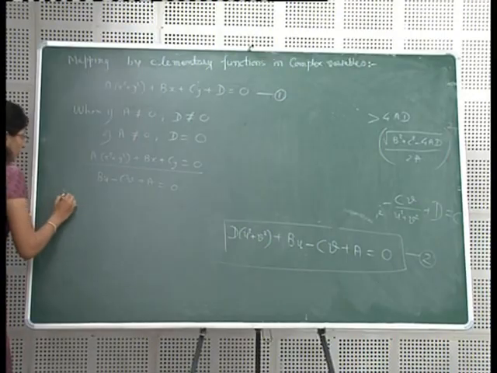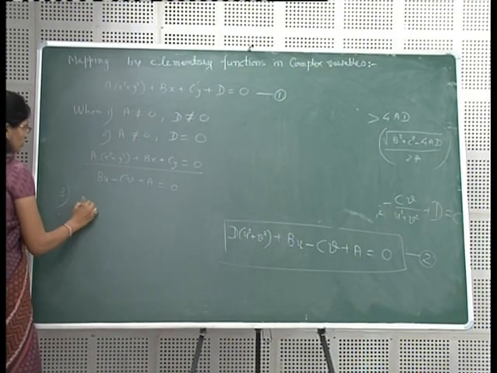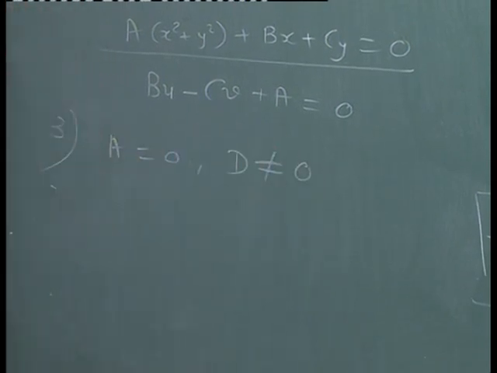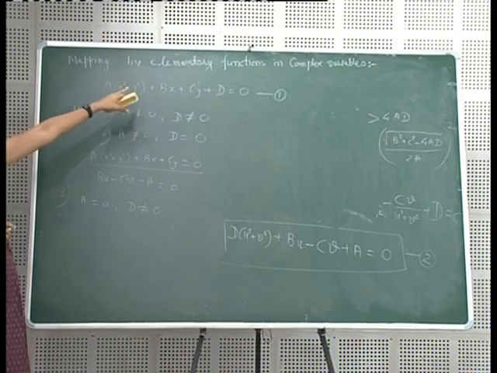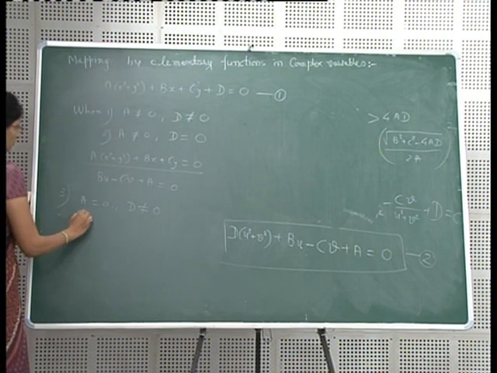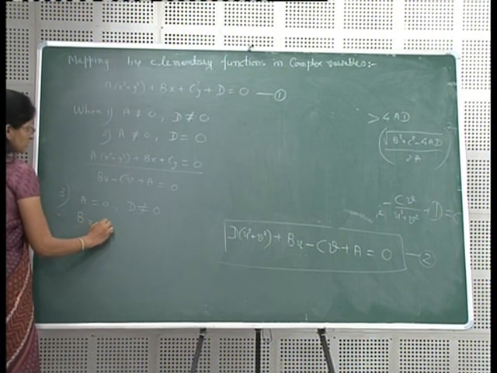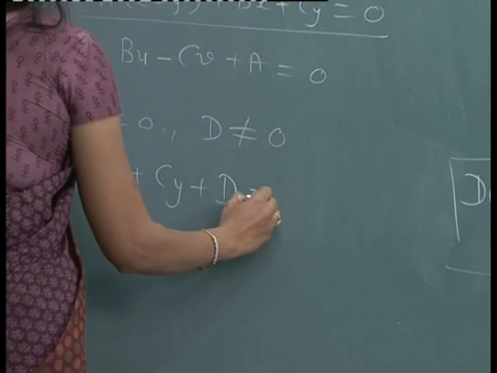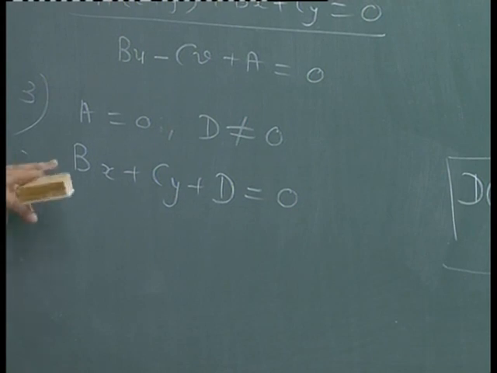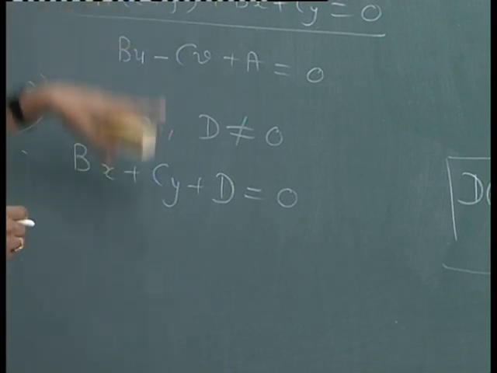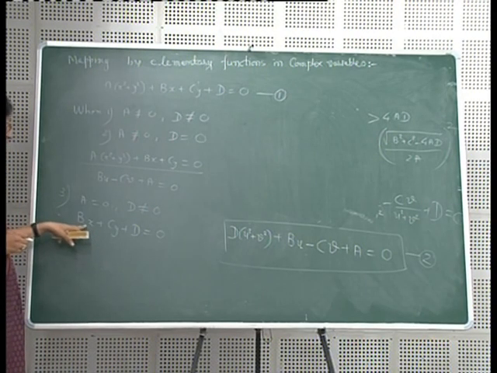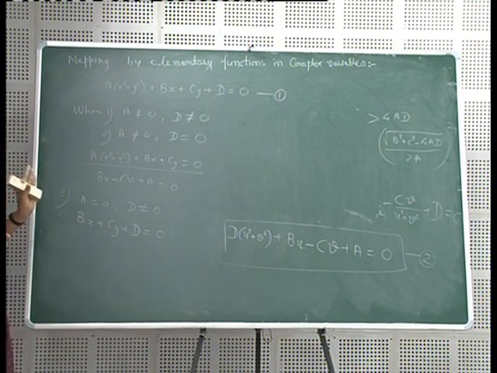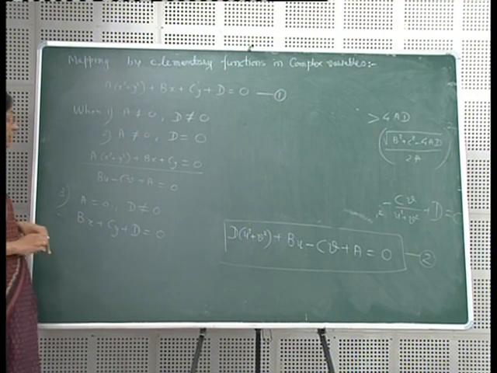Now we consider the third case when a is equal to 0 and d is non-zero. So if a is equal to 0, then circle 1 is now bx plus cy plus d. Now it's not a circle, it's a line. So if a is equal to 0, then equation 1 represents a line, and since d is non-zero, this is the line which does not pass through 0, 0. Now what is the image of this line?